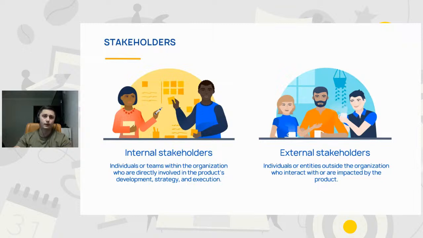Starting with our stakeholders, we can divide them into two groups. In a typical product company, you will have internal stakeholders and external stakeholders. Internal stakeholders can be individuals, teams, or departments who are involved in the development of the product, creation of strategy, and its execution. External stakeholders can be individuals, entities, or organizations that impact the development of your product, or who are using your product, or who are impacted by your product.